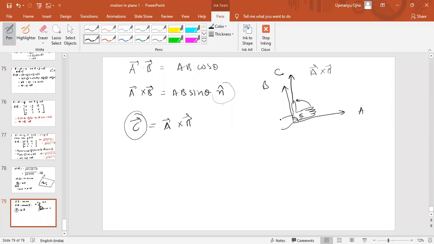When the thumb points downward, you take your right hand. If the thumb is pointing downward, then it is downward only.